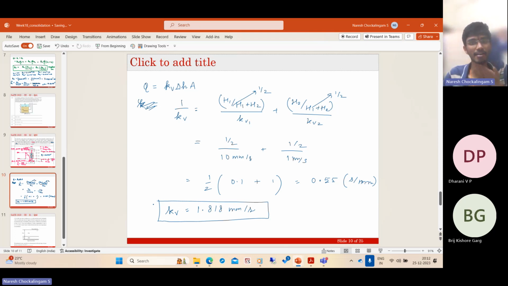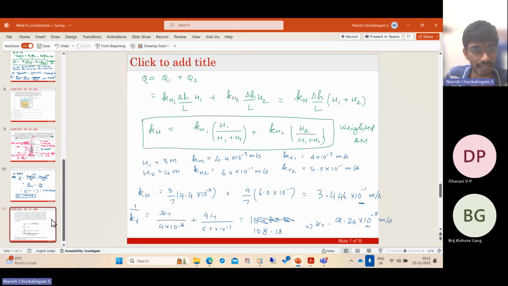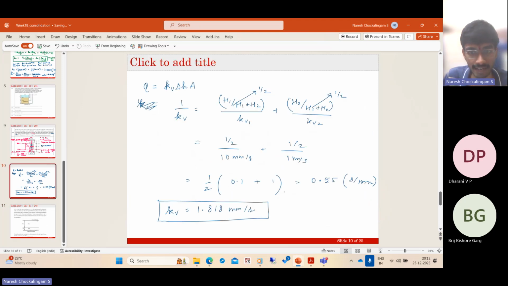And always, if you want to check whether you're right or wrong, kV will be closer to the smaller one of the two permeabilities, and kh will be closer to the larger one of the two permeabilities. Even in this problem you can see. kV is something like 9.24 into 10 power minus 3, which is closer to the smaller one of the two permeabilities, and kh is closer to the larger one. So that's a quick check you can do to see if you're on the right track.